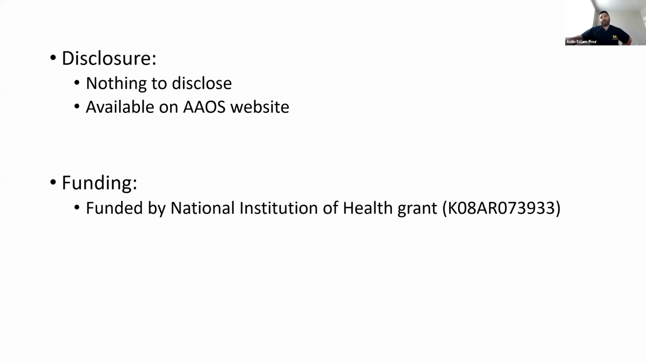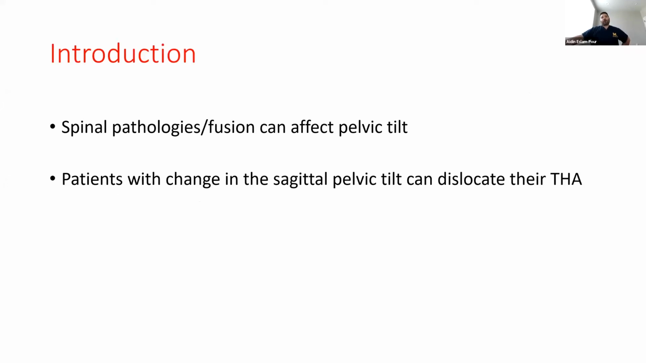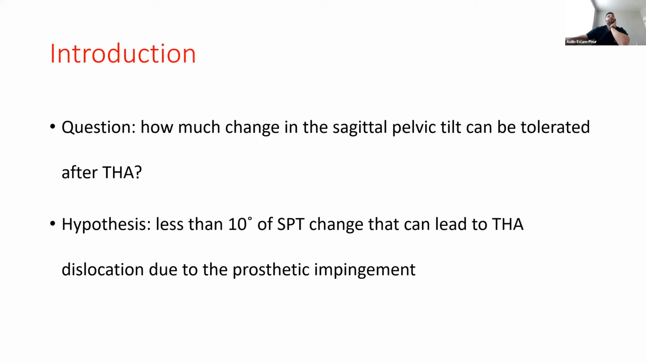I'm funded by NIH to study spine relation and dislocation after total vertebroplasty. We all know that spinal pathologies and spinal fusion can affect the pelvic tilt, and then change in the pelvic tilt can result in increased risk of dislocation. This has been shown previously in multiple different studies, including studies published by my colleagues who are actually in this meeting, Dr. Pierpont and also Dr. Vidorchik. Our question was, how much change in the sagittal pelvic tilt can also be tolerated after total vertebroplasty?